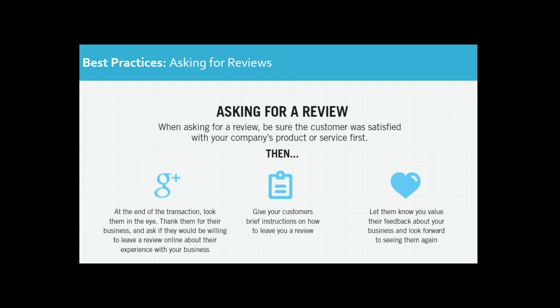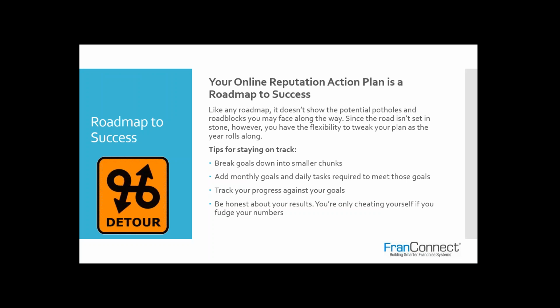Now that we've talked a little bit about the back to the basics portion of this call, we've addressed the recap from the kickoff call, I wanted to quickly go back to that online reputation action plan. This online reputation action plan is a roadmap to your success. It's setting some goals, making sure that we're staying on track, just like a roadmap is. Now, unfortunately, just like a roadmap, it doesn't always show you the traffic jams or the potholes that are going to occur along the way. Because this roadmap isn't set in stone, we have the flexibility to tweak your plan as the year rolls along. Month by month, as we check in with you and make sure that we're staying on track with your progress, we want to also make sure that we're tracking your progress against your goal and that we're honest about your results.